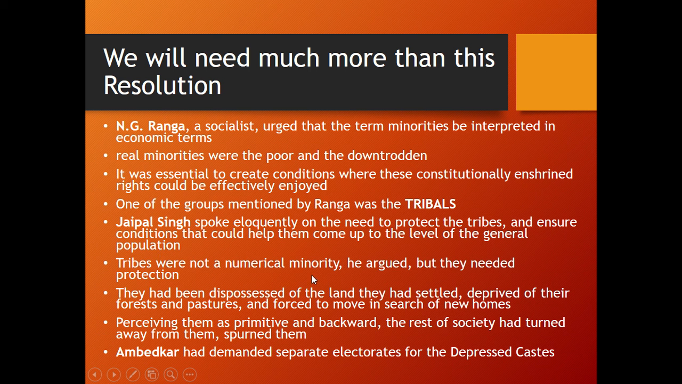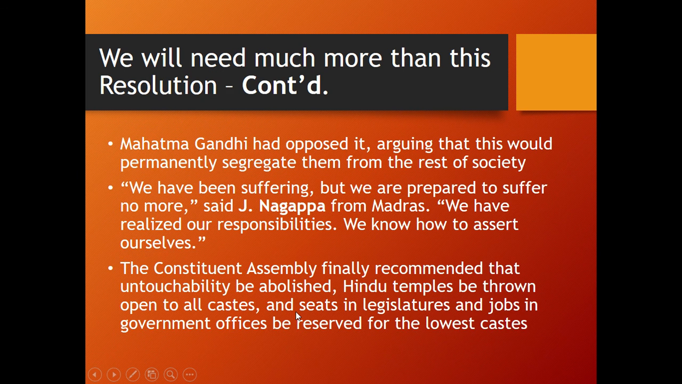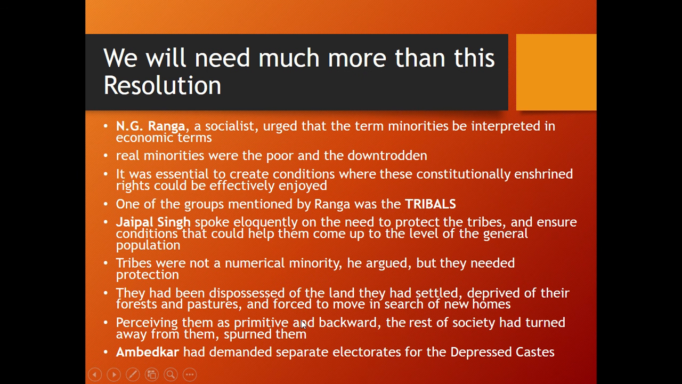Tribes were not a numerical minority, he argued, but they needed protection, as they had been dispossessed of the land they had settled, deprived of their forests and pastures, and forced to move in search of new homes. Perceiving them as primitive and backward, the rest of the society had turned away from them, spurned them.